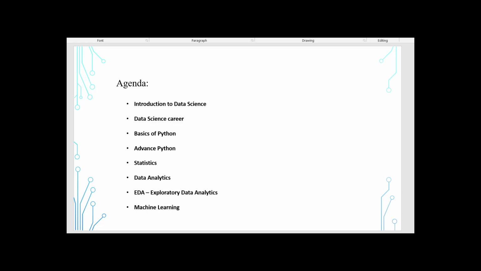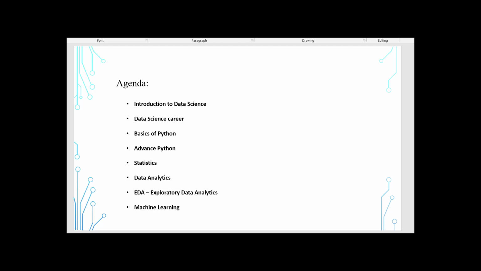Next, we'll move to the basics of Python. Here, I'll start from the very basics of Python and cover advanced Python as well. Next, we'll move to statistics and mathematics. Statistics and mathematics play a very important role in data science. And next, we'll move to data analytics, like how to analyze the data. And next, we'll move to EDA. EDA is exploratory data analysis. Here, we'll explore the data, understand how it is, and understand it through graphs itself.